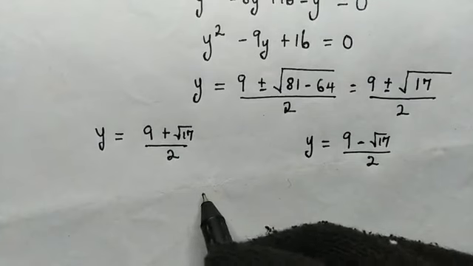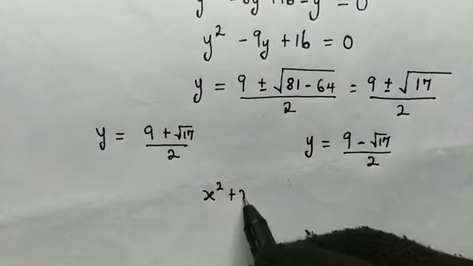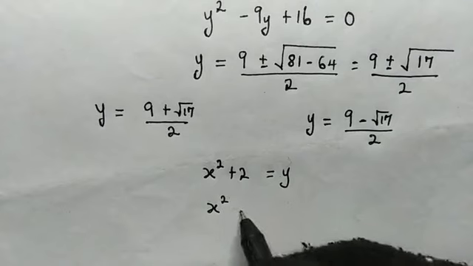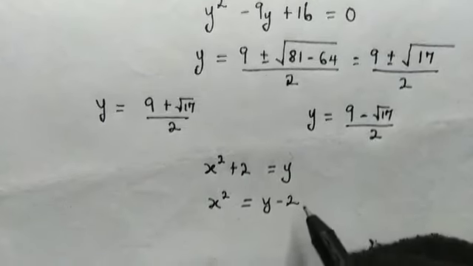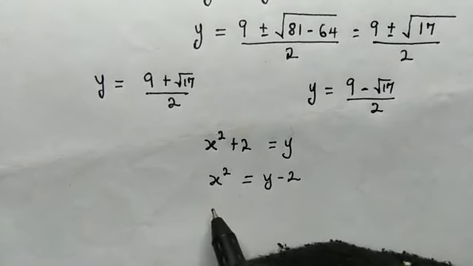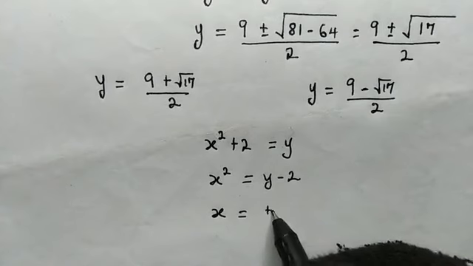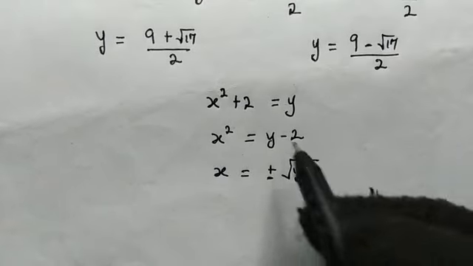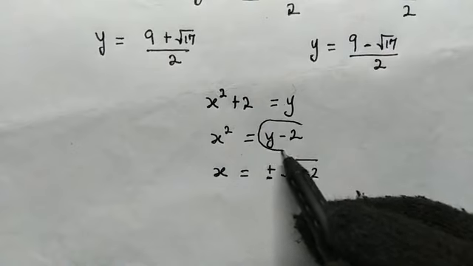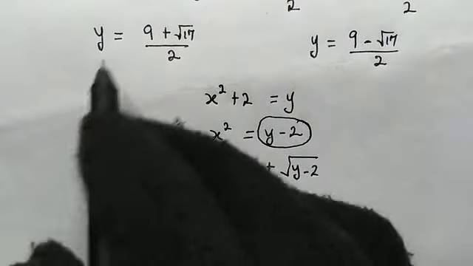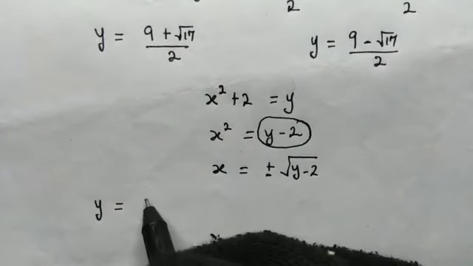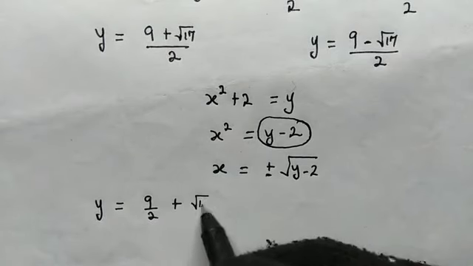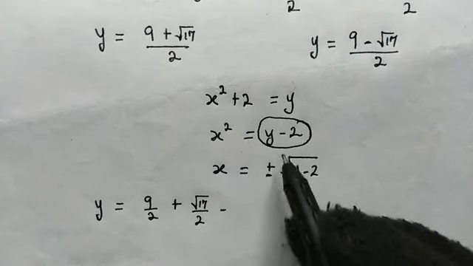Let us recall once again that x squared plus 2 is equal to y, of which we solved for x squared earlier: x squared is equal to y minus 2. Then to solve for x, we take root of both sides, so x is equal to plus or minus the square root of y minus 2. So first of all, let us solve for y minus 2. From the left hand side here, we have y is equal to that. Splitting this denominator, we have 9 over 2 plus root of 17 divided by 2. So we're subtracting 2, right?